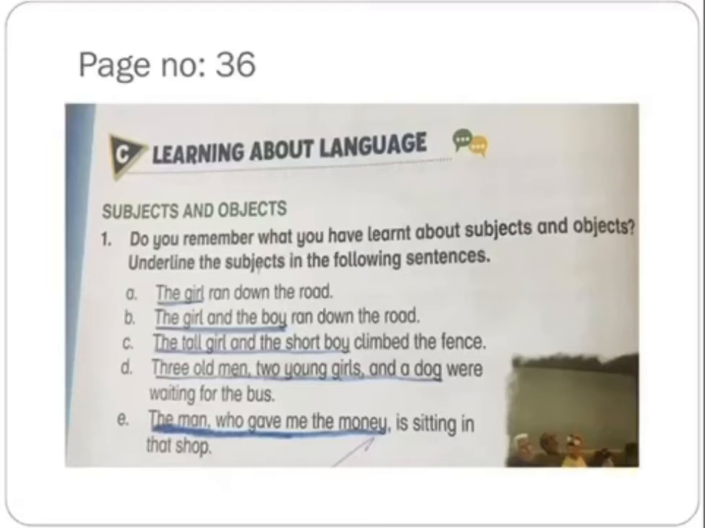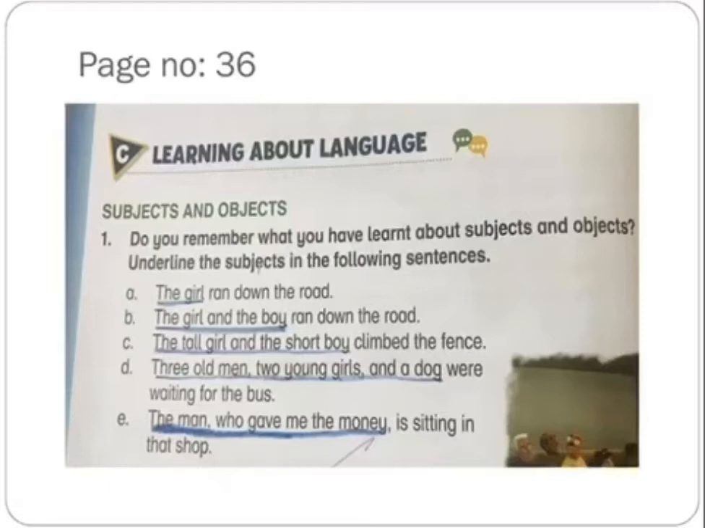So I have done this work, so let's discuss it. Number 1, the girl ran down the road. Who ran down the road? The girl. So the girl is performing the action, so it is the subject.